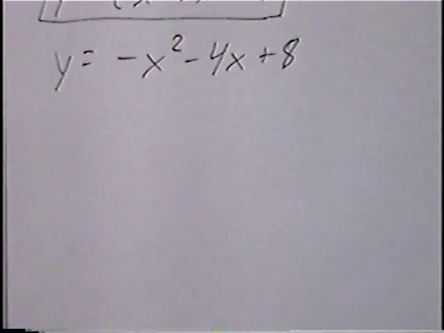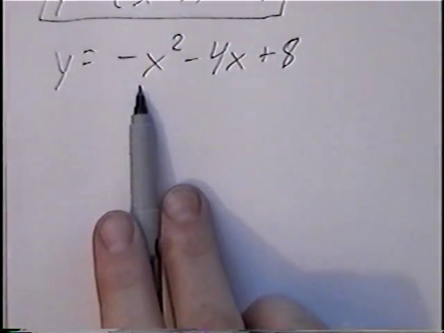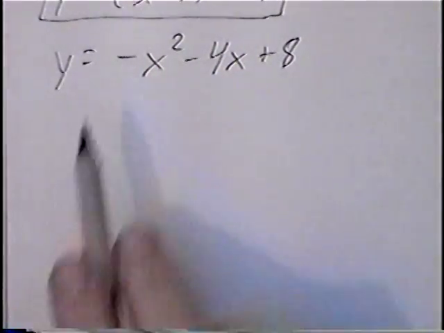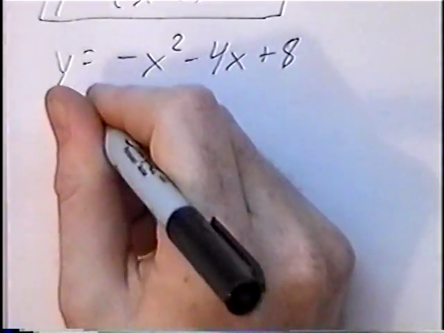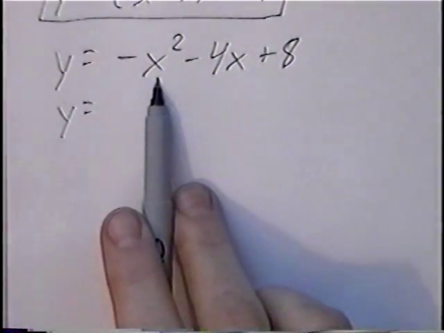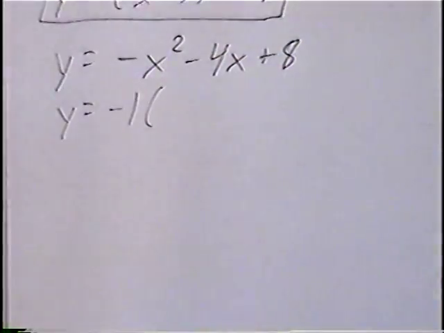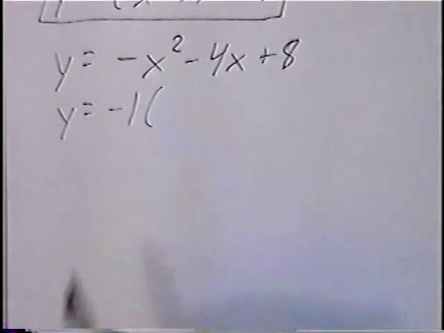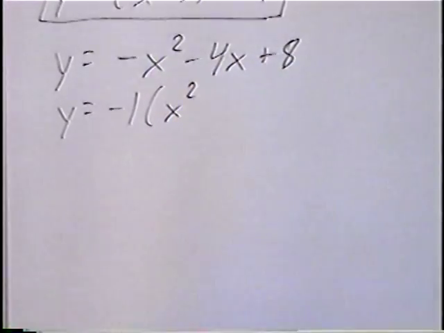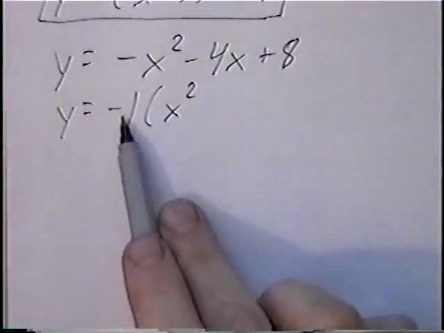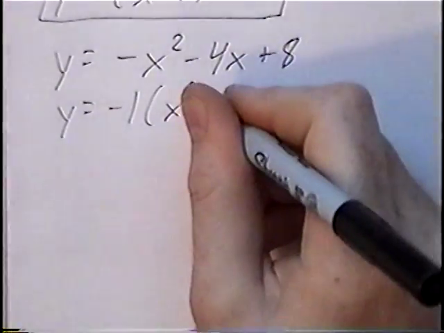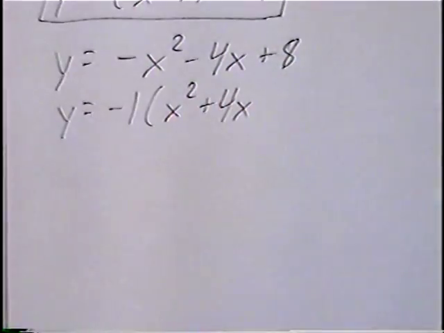When you complete the square, if you remember, the a value has to equal 1 or positive 1. Right now it's equal to negative 1. So before we complete the square, we'll factor a negative 1 out. Factoring a negative 1 out will give us x squared. Factoring a negative 1 from the negative 4 will be positive 4x.